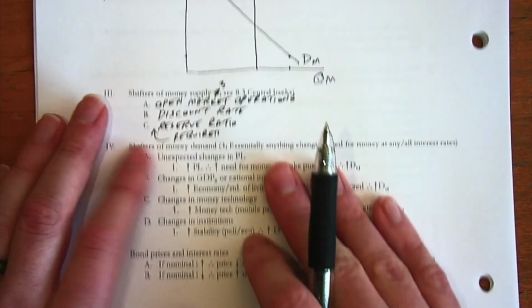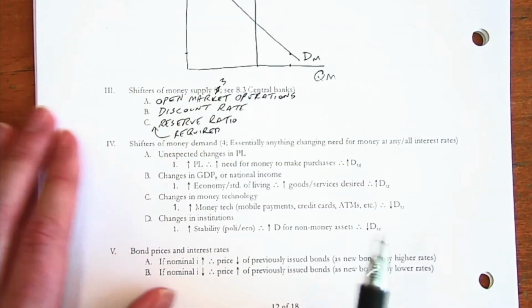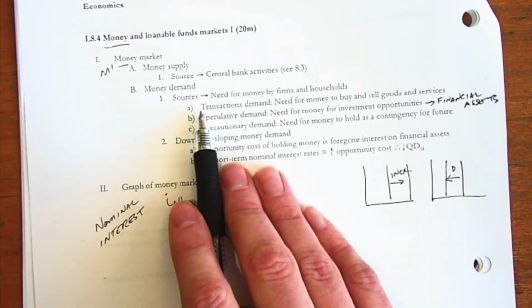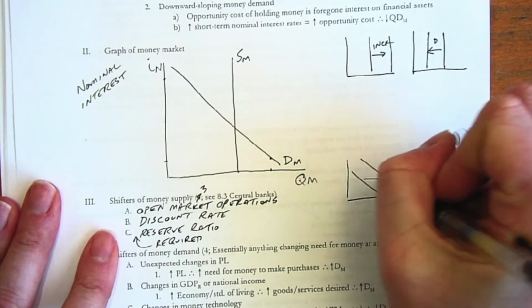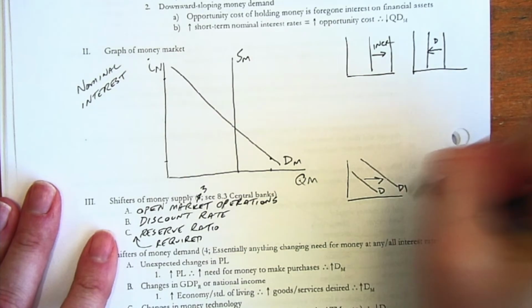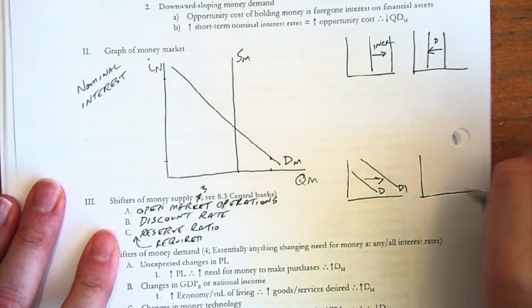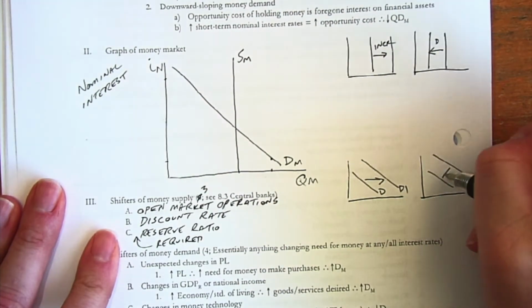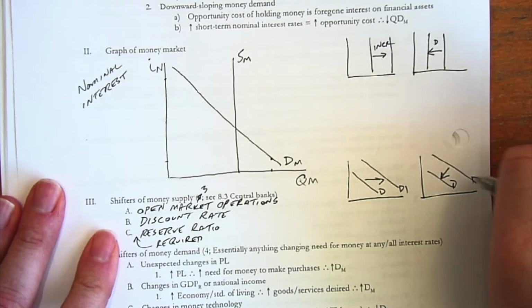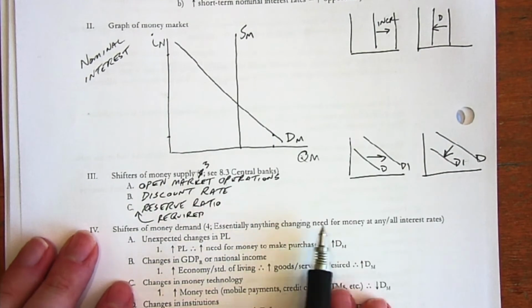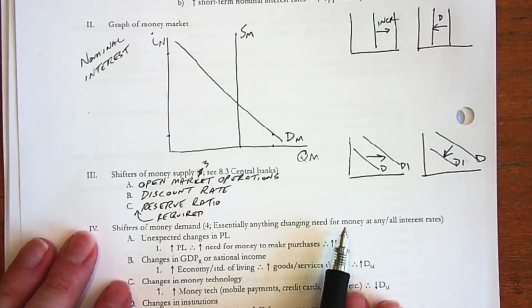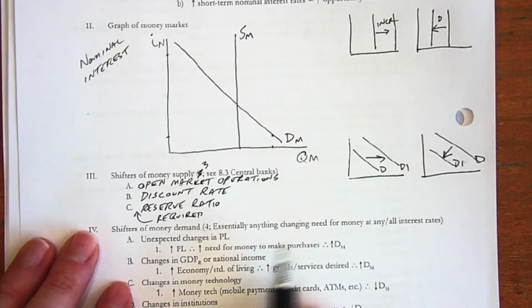Now, we're going to talk about the demand shifters, and it's actually useful to understand these three sources of money demand to be able to understand the demand shifters for money demand. So demand for money could increase, right? You could see the shift to the right. You could go from D to D1, or you could see a decrease in the demand for money. And these demand shifts can happen for a variety of reasons. But the better way to think about it is that anything changing the need for money at any or all interest rates would change the demand for money.